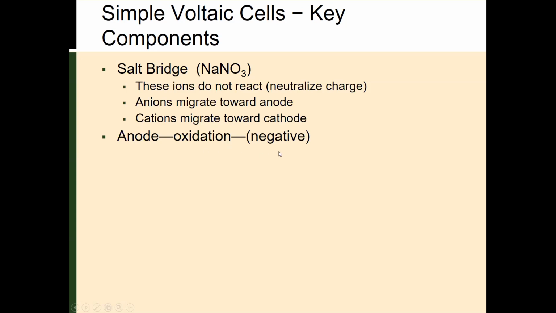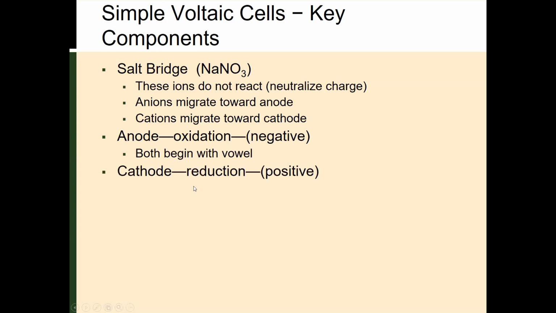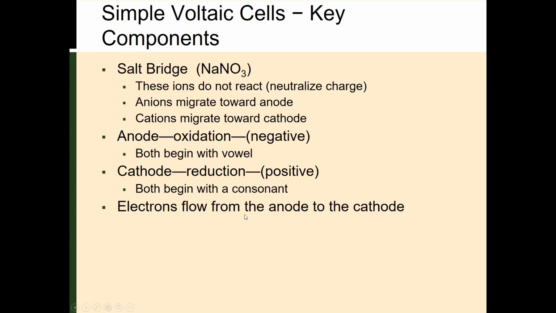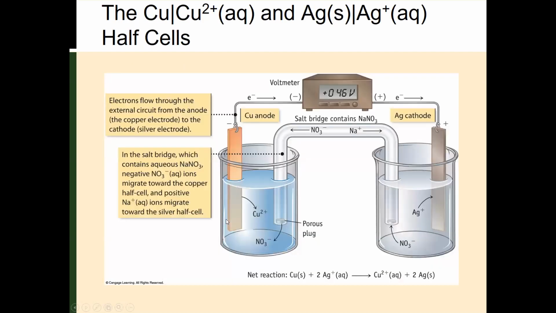The negative electrode is known as the anode, which is oxidation. Also AO, hey, those are my initials, AO. Both begin with vowels. The cathode is reduction, or positive. You can remember the red cat. That is positive there. Both begin with consonants. And electrons go from the anode to the cathode. They go alphabetically.